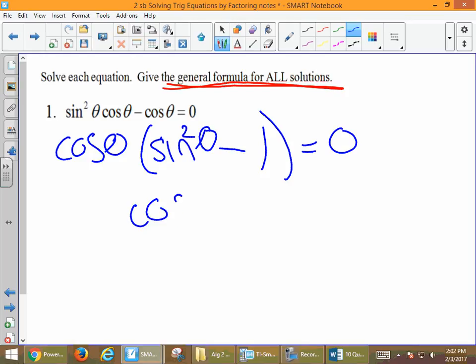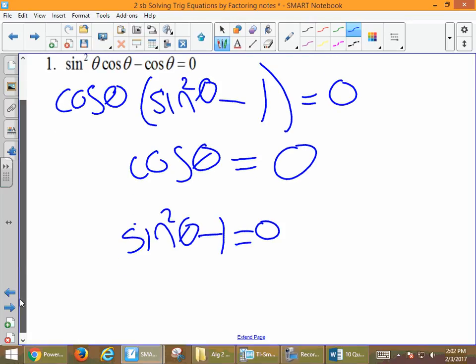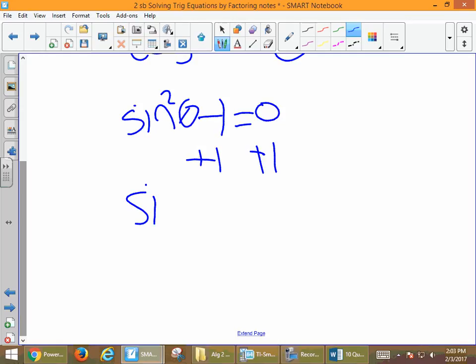So we have cosine of theta equals 0. Sine squared of theta minus 1 equals 0. So we need to get the variable by itself before we can use our working backwards method and find all the solutions. So we need to get sine squared theta minus 1 just as sine of theta. So what should be the first step to get sine by itself? Plus 1. We can add 1 to both sides. And so we have sine squared theta equals 1.